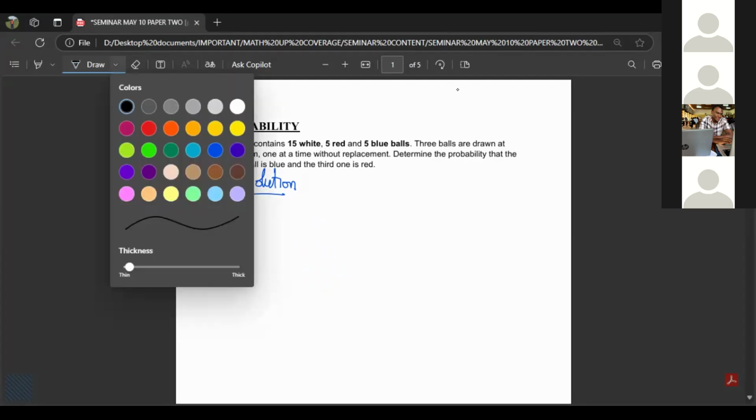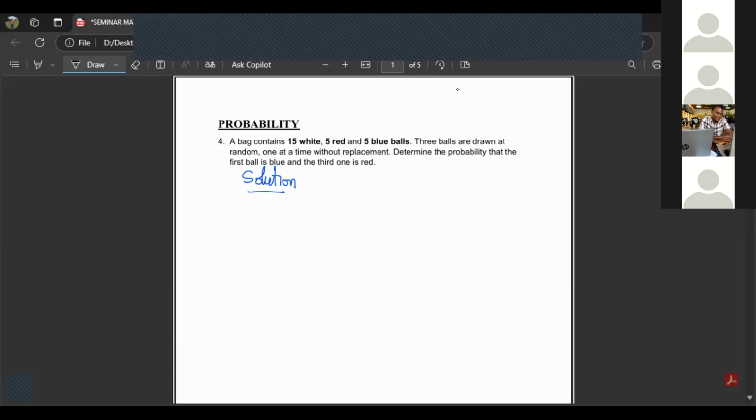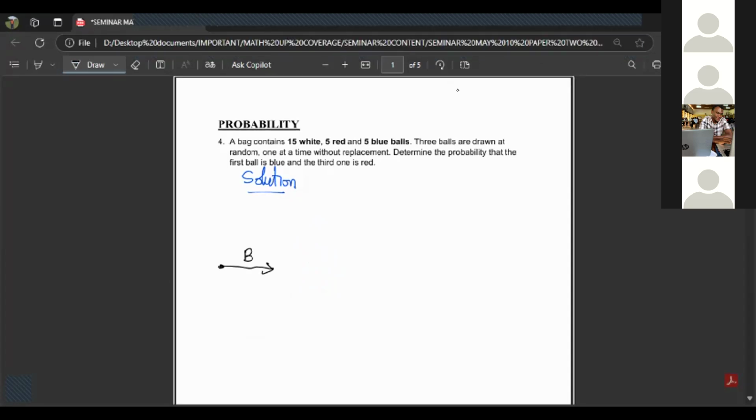So we start with blue happening. If the first ball to be chosen is blue, then our probability is 5/25. For the second draw, we are going to choose either red, white, or blue. So we can have red. And remember, it's without replacement, so the sample space keeps reducing. Here the sample space is going to be 24. And since we didn't choose a red ball at first, we shall have to choose from 5.